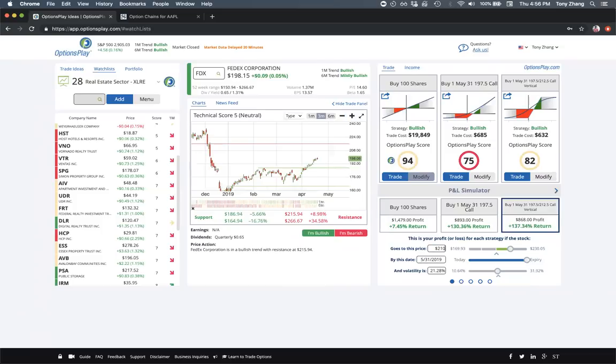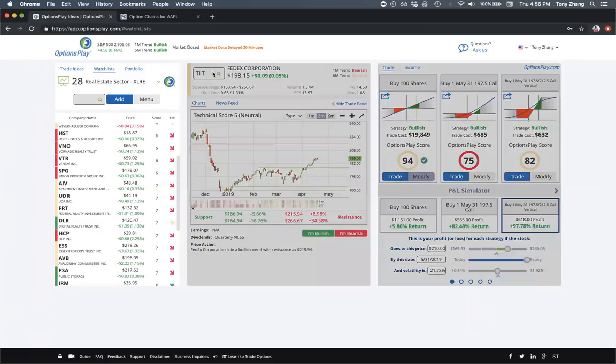So like I said, if I think it's going to go up to 210, 5% return on the stock, 82% return on the call, 97% return on the call spread. So this call option is pretty expensive, and you're not getting much juice on selling that 212 call option. So this strategy does provide a small boost, but not as big of a boost as some of the other strategies.